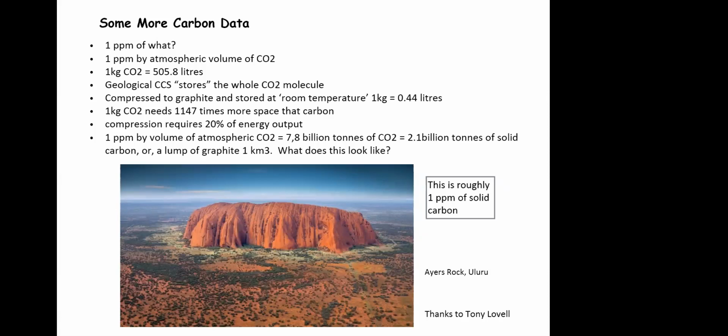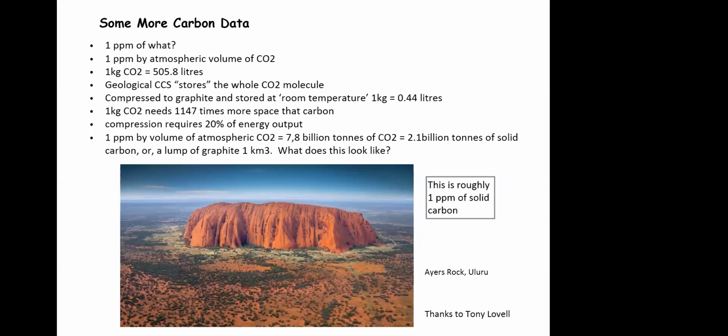That 1 part per million by volume of atmospheric CO2 is actually 7.8 billion tons of CO2. Here's where we get into all these big figures that just paralyze us because they're so big we can't really comprehend them. That's 2.1 billion tons of carbon. And if you want to know what it looks like, it would be a lump of graphite 1 kilometer long by 1 kilometer broad by 1 kilometer deep. So 1 cubic kilometer of graphite.